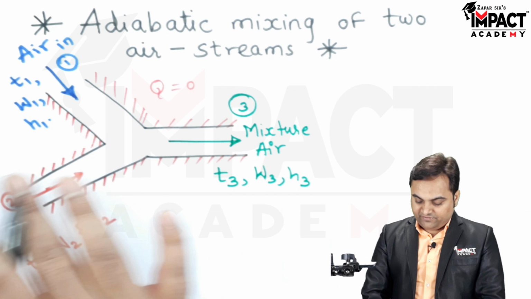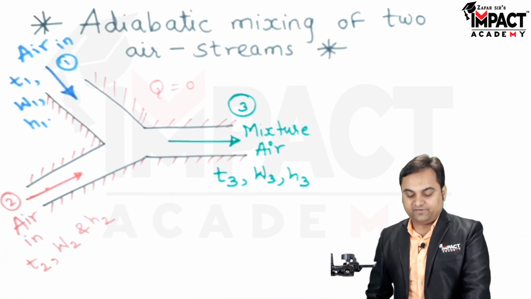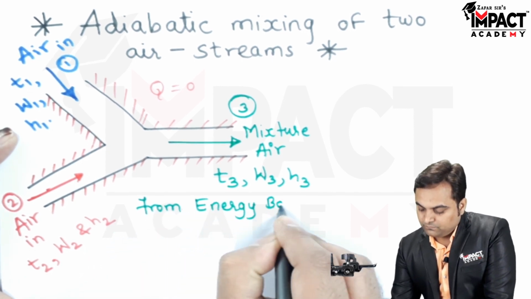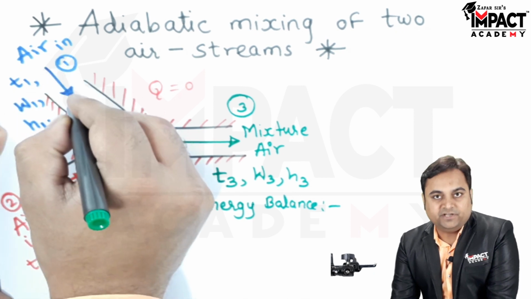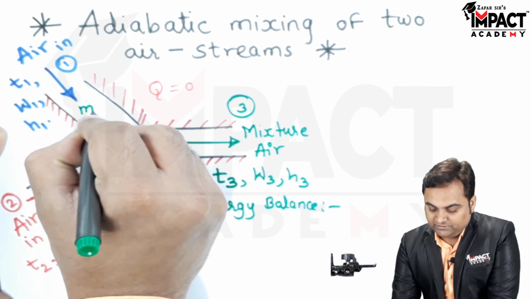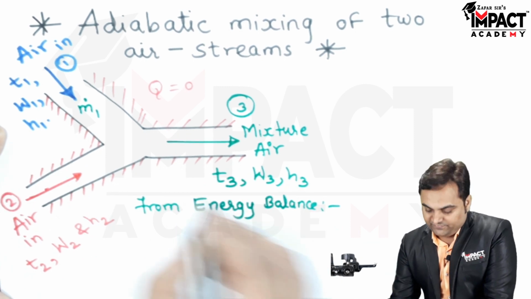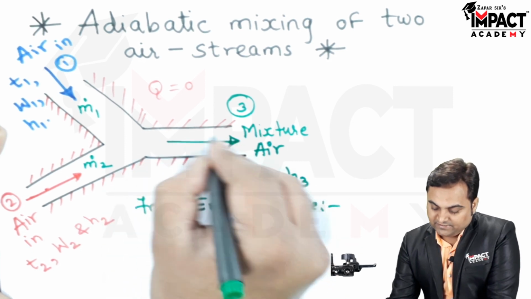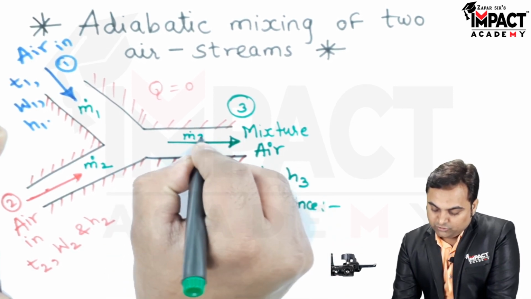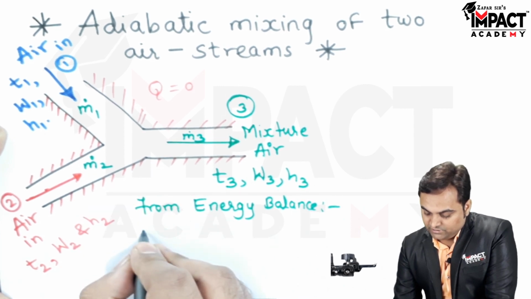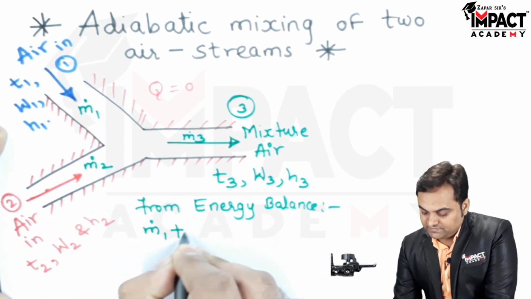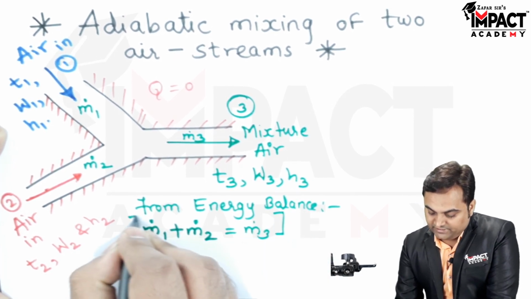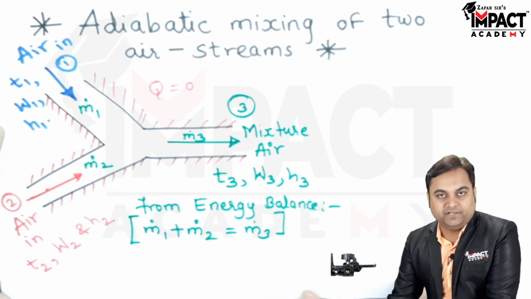So for adiabatic mixing of air streams, the condition which I can write over here is from energy balance, the air which is entering at point 1 would be having the mass flow rate in terms of m.1 kg per second. Air 2 is m.2, again kg per second, and this mixture air would be m.3. So basically, from this energy balance, m.1 plus m.2 is equal to m.3. That is, the mixture is the addition of the amount of air which are entering.